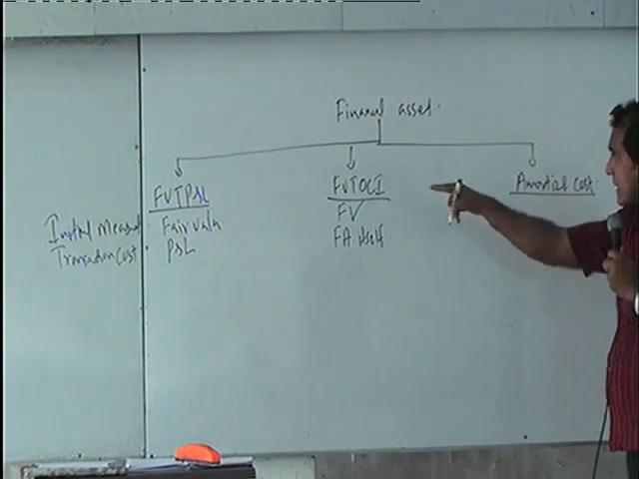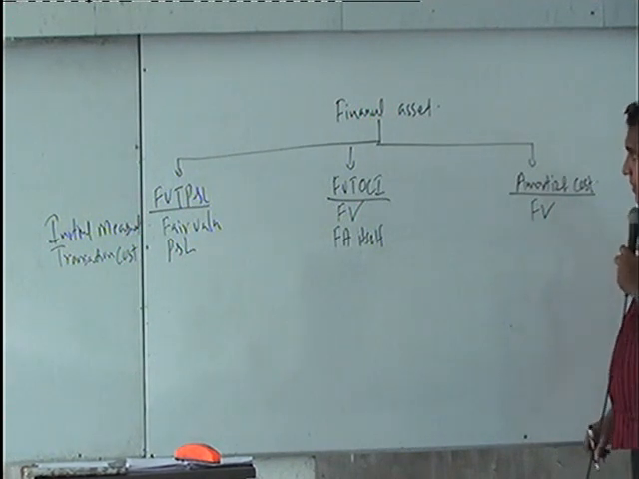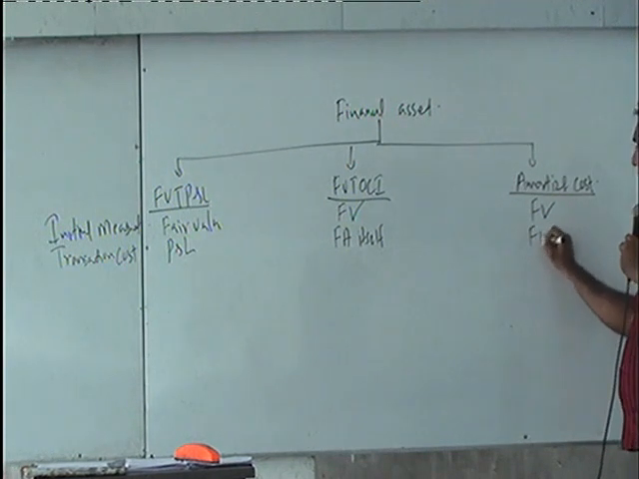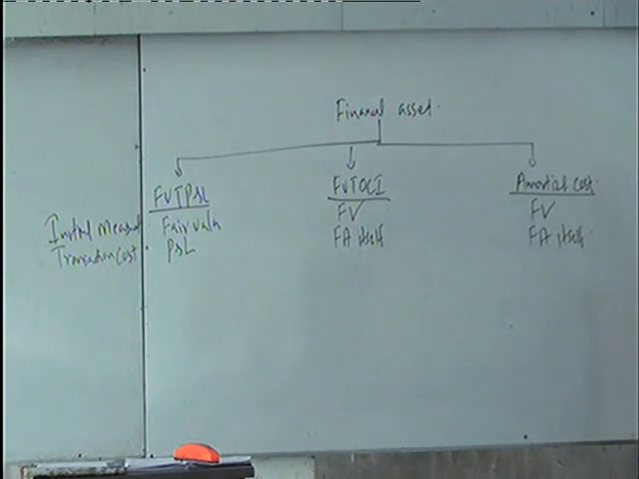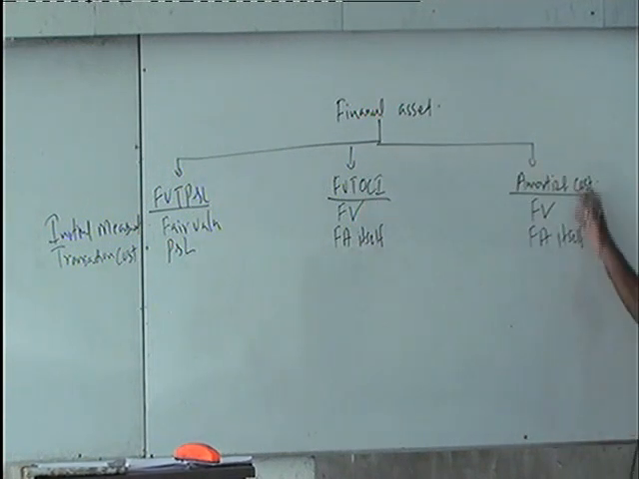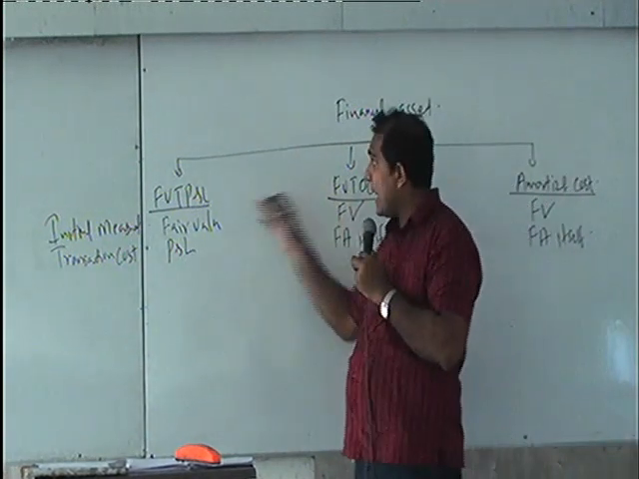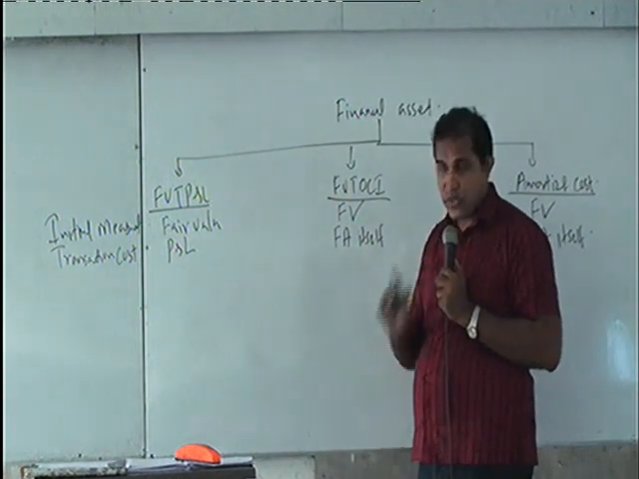In amortized cost, initial measurement should be at fair value. Transaction cost goes to the financial asset itself. Okay, I hope you understood. If there is a transaction cost, we need to record it in the financial asset itself, both for fair value through OCI as well as amortized cost. But on the other hand, for fair value through P&L, we charge the transaction cost to P&L. That is the difference. You need to understand that.